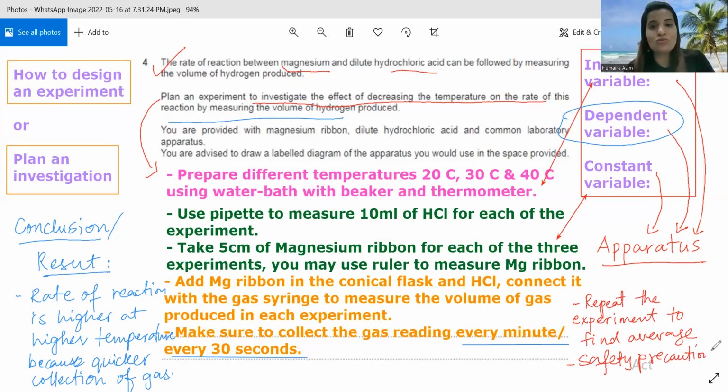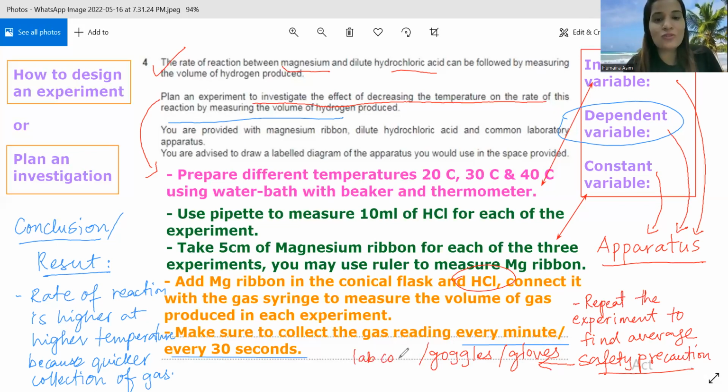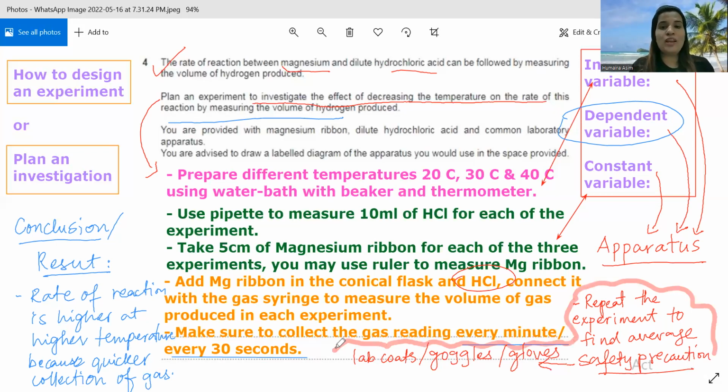Safety precautions. Since you are using acid, which is corrosive, you may talk about safety goggles, right? Even general safety precautions you can give, right? Gloves, even lab coats, right? So these are some of the common points, and these are very general points which are applicable most of the time, where you can talk about how lab coats, goggles, and gloves can be used, because most of the experiments would need that. These are common safety precautions.